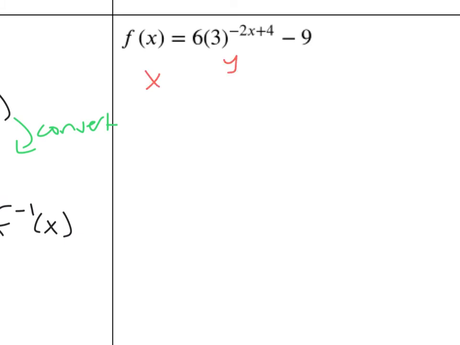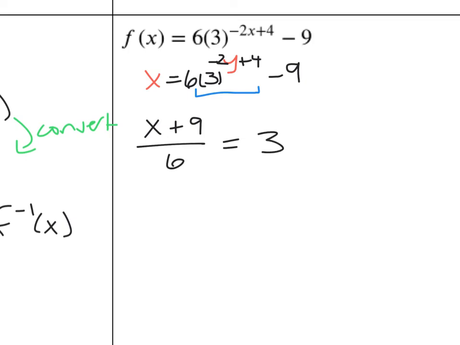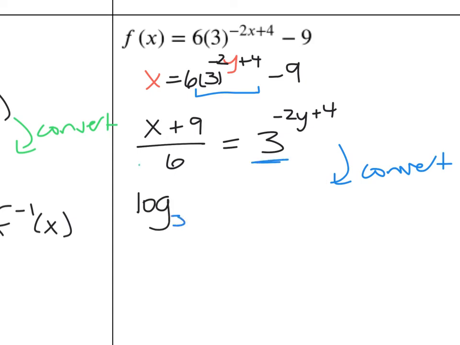switch x and y. And we're going to isolate our base, so add 9, divide by 6. We have our base isolated, so now I'm going to convert. It's an exponential, so that means it'll be a log. So log base 3 of x plus 9 over 6 equals negative 2y plus 4.